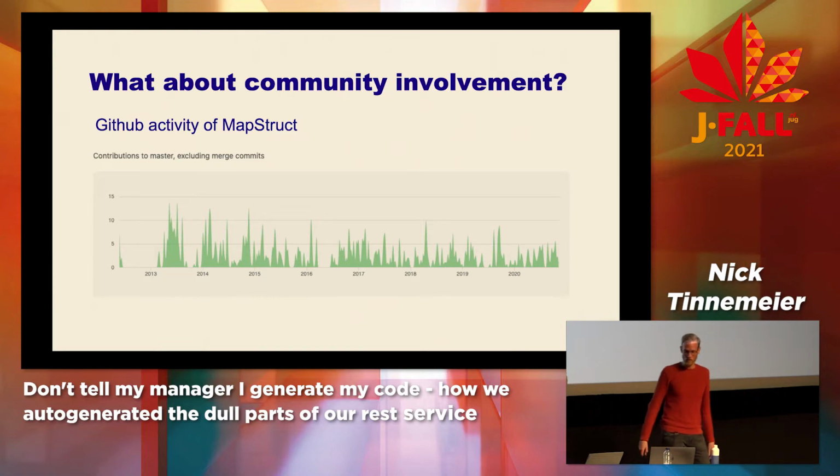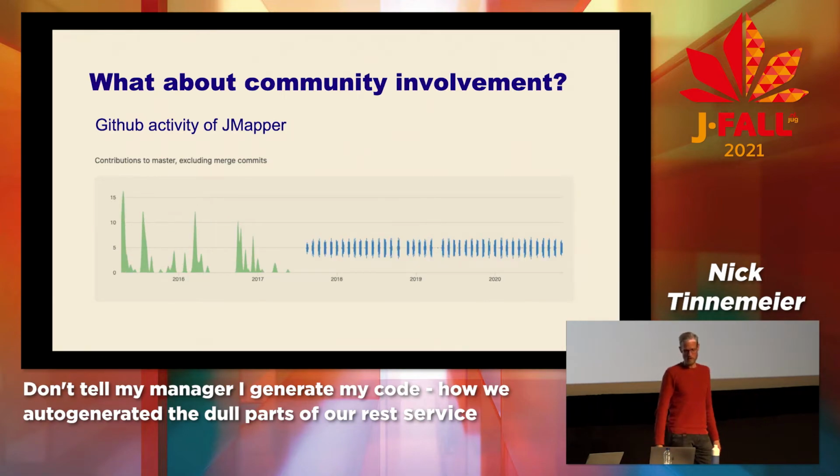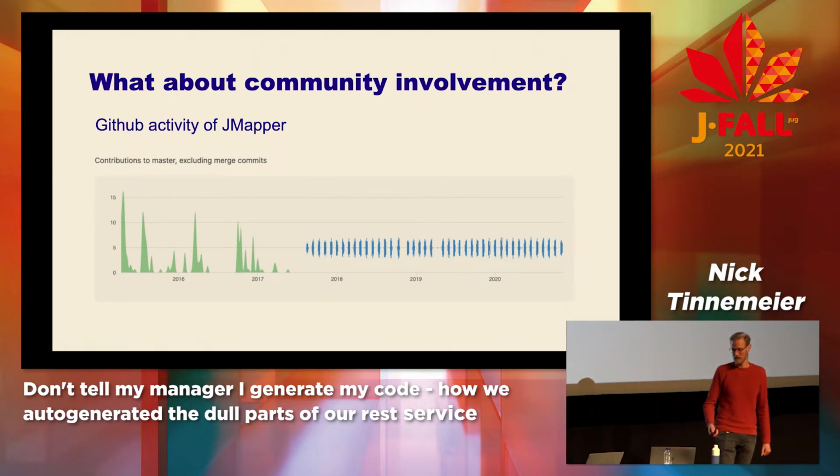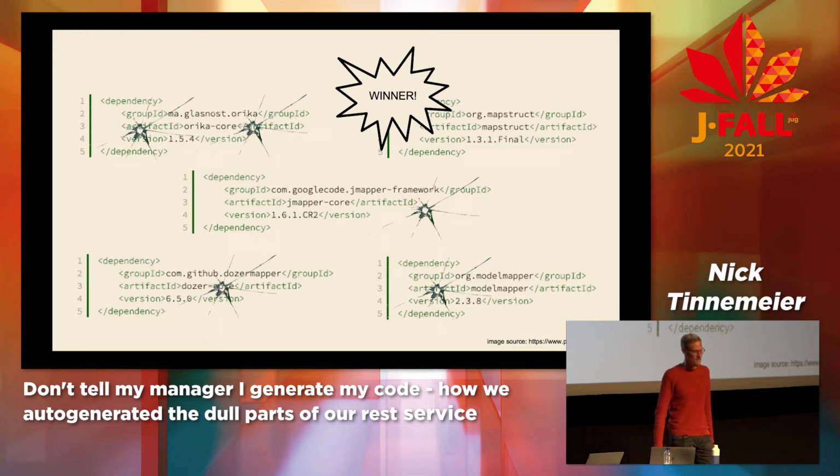So what about community involvement? Let's have a look at the GitHub activity of MapStruct. There are of course more ways to check the community involvement. This is one way to look at it. And here you see that as of the beginning of the project, it's 2013, till today, there is a steady line of commits and an active user community. If we look at JMapper, however, not so much. After 2017, not much happened. Just in case you wonder what the blue line is over there, that's the sound a cricket makes. So we have a winner. We have MapStruct. Woo!